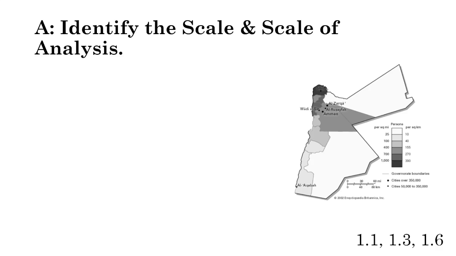So they could ask you very simple questions about reading the stimuli, like where's a cluster or dispersal, or in this case, the scale and scale of analysis. So it says to identify the scale and scale of analysis. On an identify prompt, all you have to do is just give the answer. You don't need a description, a definition. You don't need an explanation. You don't need to compare it to anything. You don't need to give an example of anything.